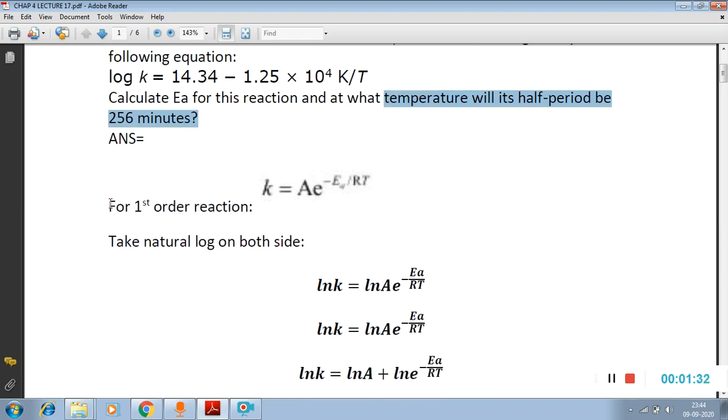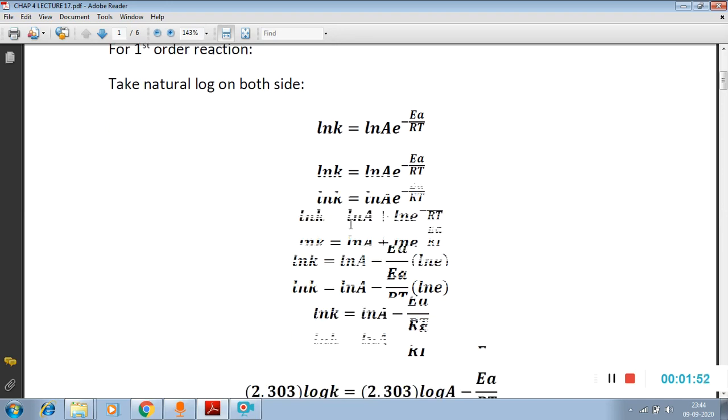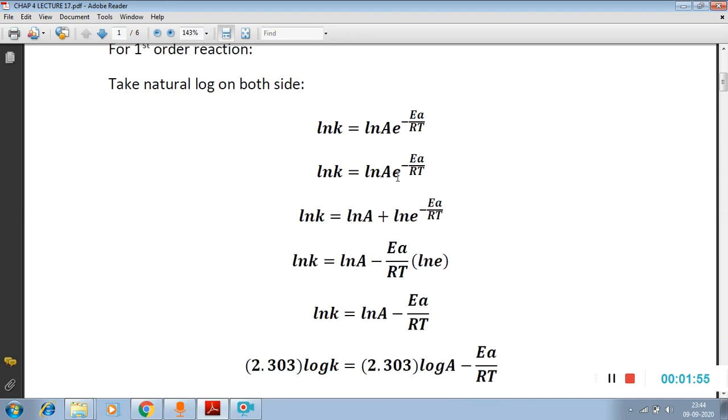So first, for a first order reaction, this is the Arrhenius equation. K is equal to A into e raised to minus EA by RT. Now take the natural logarithm on both sides. So you will get ln K is equal to ln of A into e raised to minus EA by RT. Now these two values are in multiplication here, so we can write two separate ln with a plus sign between them. So here I have done that.